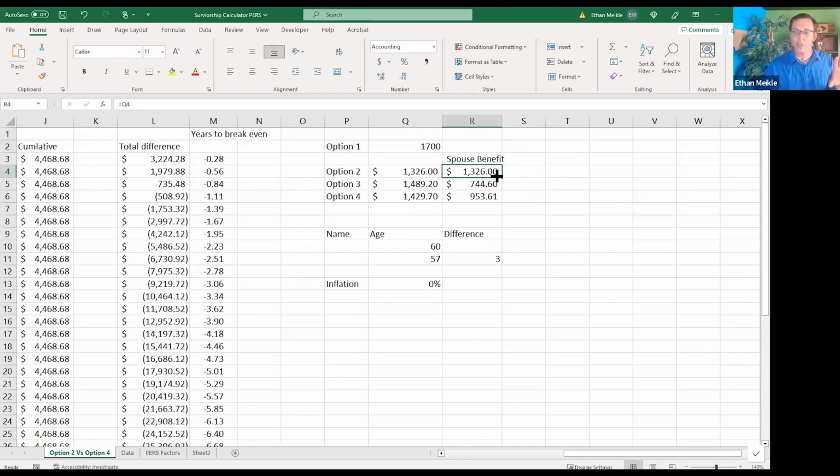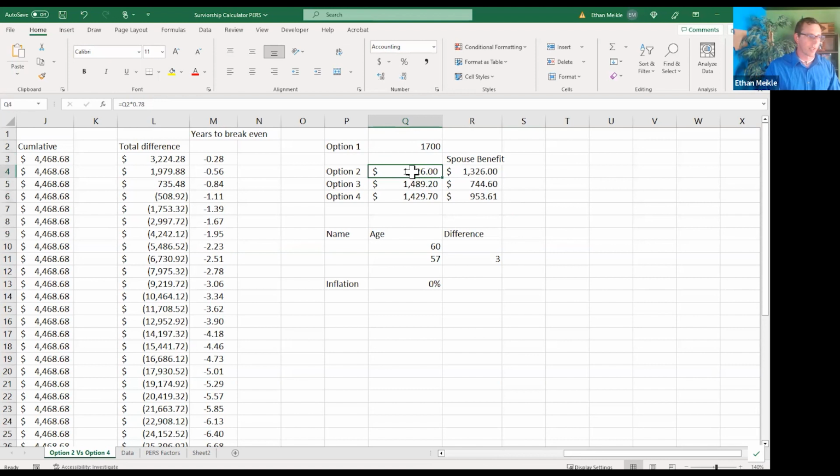So when you get your estimate from DRS, when you request your official pension estimate, you're going to see all 4 of these options. They're not going to show you this column here, the column that says spouse benefit. That's not in there. You have to calculate that yourself. They're going to show you, hey, do you want option 1 at 17, option 2 at 13, you want 1489 or 1429? Well, a lot of people don't take the next step and do the math.